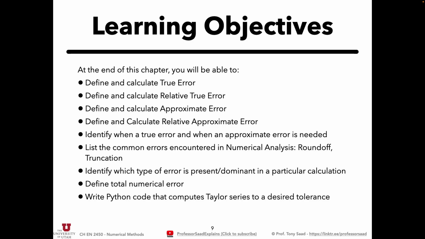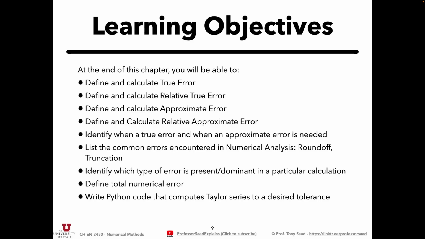So I'm hoping at the end of this chapter that you'll be able to define and calculate true error, relative true error, approximate error, and relative approximate error. Those are critical errors in numerical analysis. You will find that the relative approximate error is our go-to error for most numerical methods. You'll identify when a true error and when an approximate error is needed. You'll be able to list some of the common errors encountered in numerical analysis, which are only round-off and truncation error, and identify which type of error is present in a particular calculation.